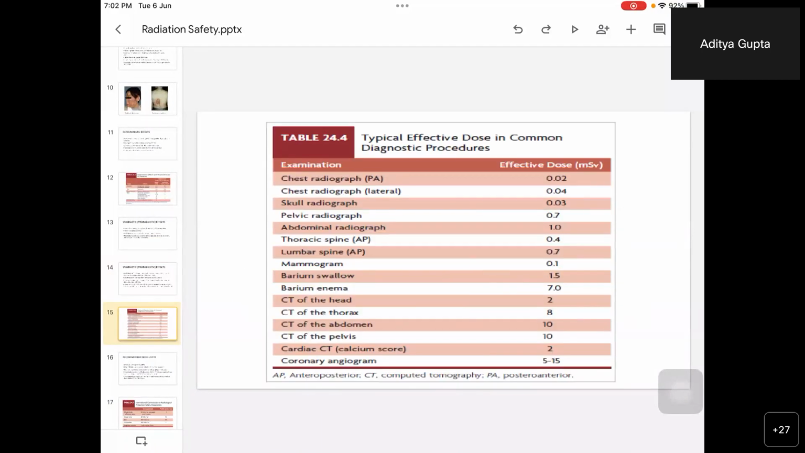This is a table showing effective doses in common diagnostic procedures. Like a chest radiograph, the effective dose is 0.02 millisievert, whereas an abdominal radiograph causes 1 millisievert of exposure. A CT scan of the head causes 2 millisievert, and a CT scan of the abdomen will give 10 millisievert of exposure, whereas a CAG will give 5 to 15 millisievert of exposure.